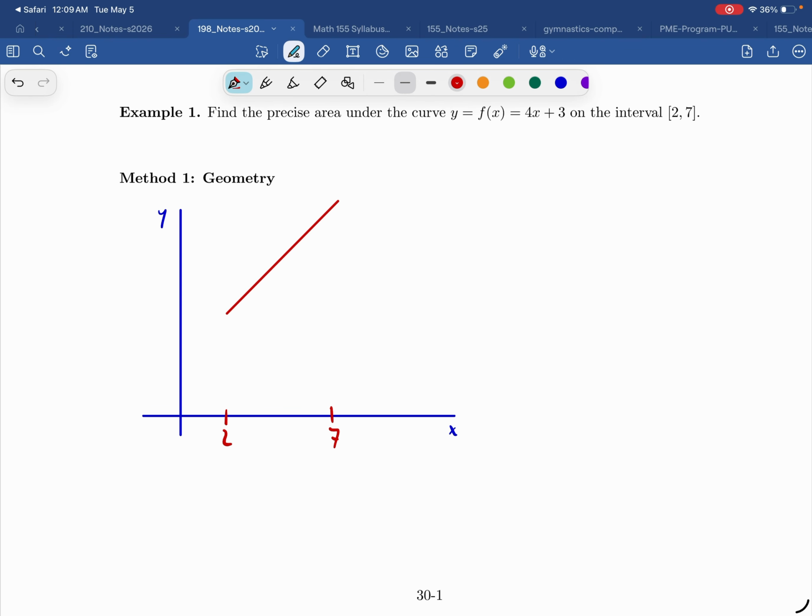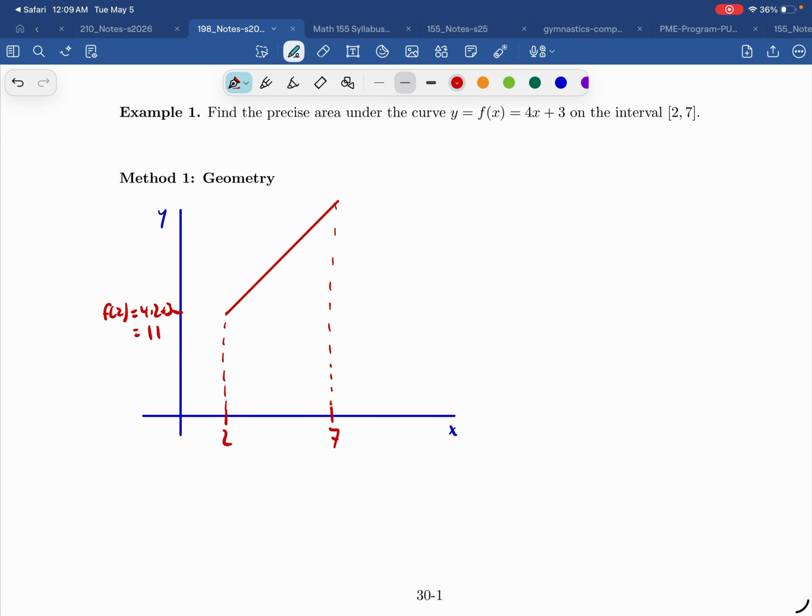And we actually don't need any fancy techniques. We just need basic geometry. The area under this curve is just a trapezoid. Now, you could even break it up into a triangle and a square if you really wanted. But the fact is, we just need a couple of points. Well, we know right here that f of 2 is going to equal 4 times 2 plus 3. That's going to give us 11.